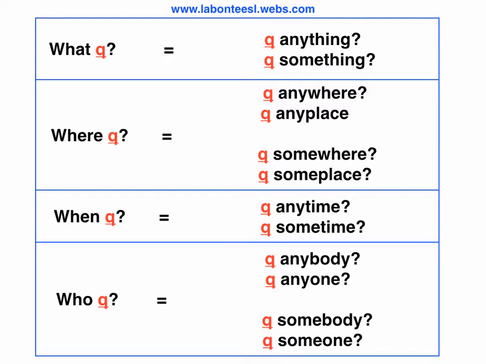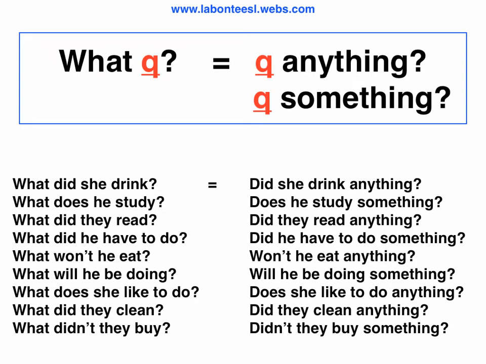We will now study this group of patterns, once again, with anything and something. What did she drink? Did she drink anything? What does he study? Does he study something? What did they read? Did they read anything?